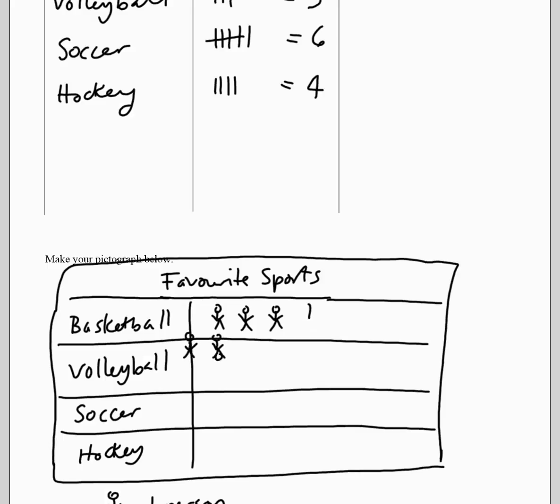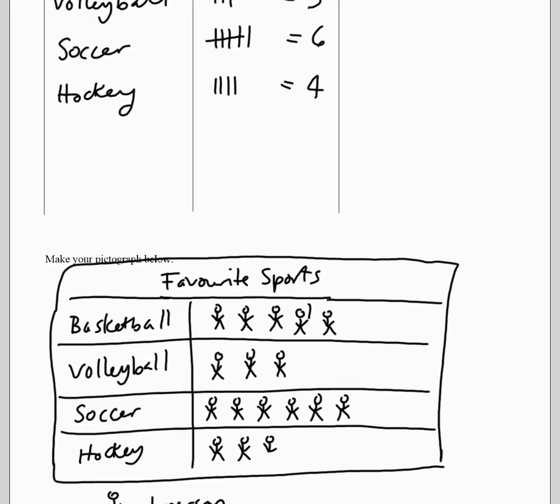Volleyball was 3. Keeps moving on me. So that one's going to look a little messed up because there's an extra line, but that's okay. So volleyball, we have 3 people. Soccer, we have 6. So hopefully these ones don't move around on me. And hockey, we have 4.